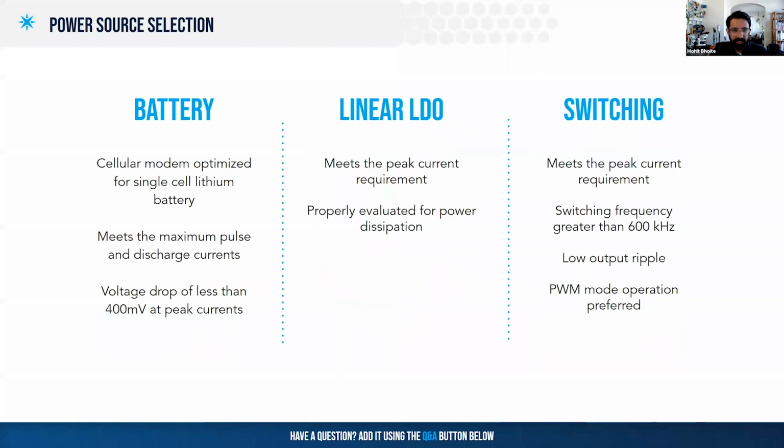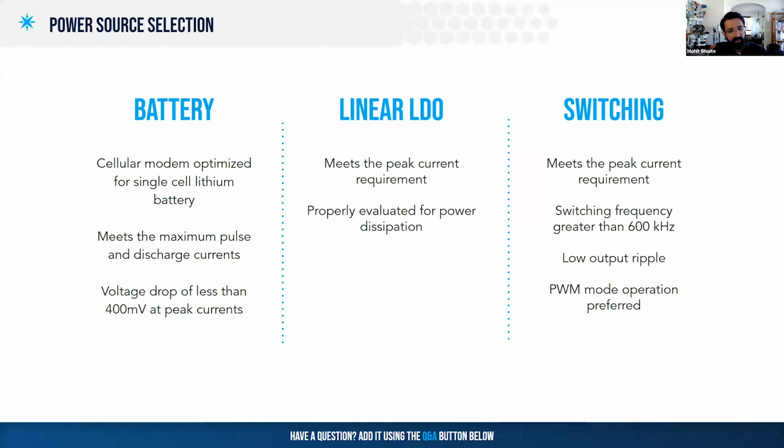What are the differences in these choices, or what are the things that we need to remember? All of today's cellular modems are tuned to be working on a single cell lithium polymer battery. Usually it operates at 3.7 volts. This is just because all of our devices today are portable and they are being powered by lithium polymer batteries, and so that makes the most logical sense for the vendors.